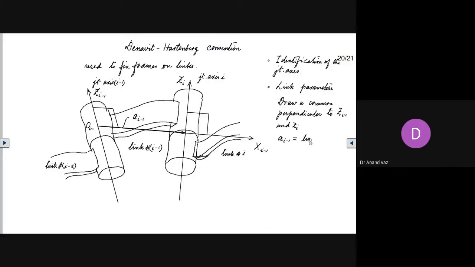Link length of which link? Yes. Link i minus 1. It's the link length of link i minus 1. So this is A i minus 1 and it is indicating the link length of.